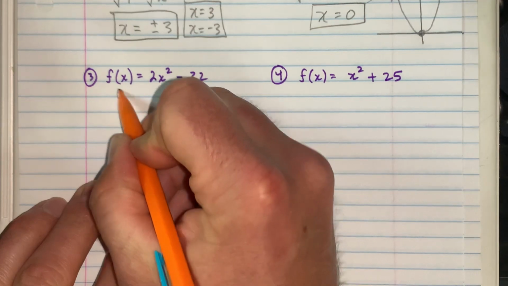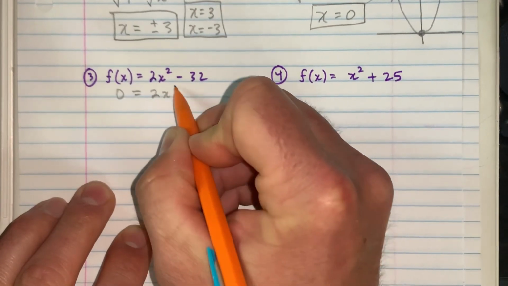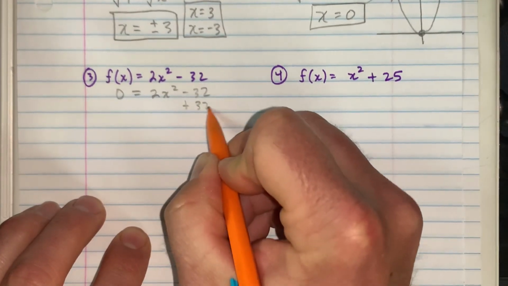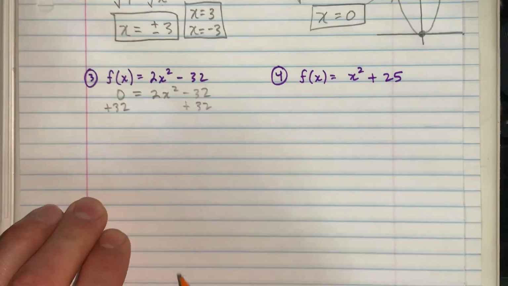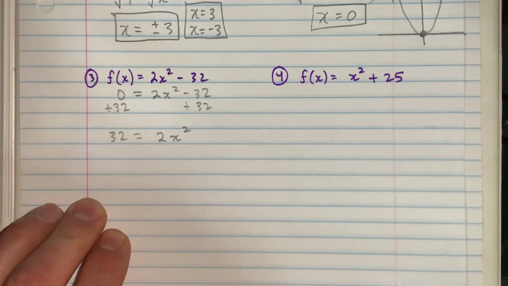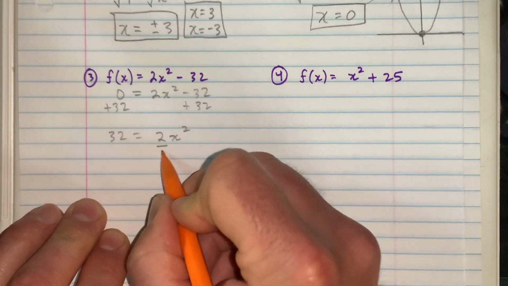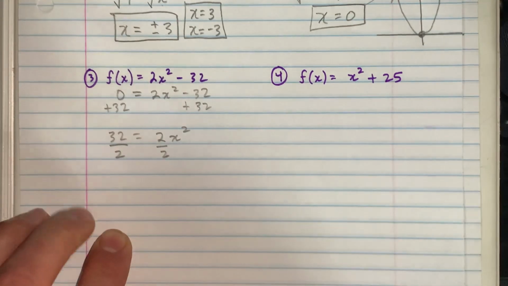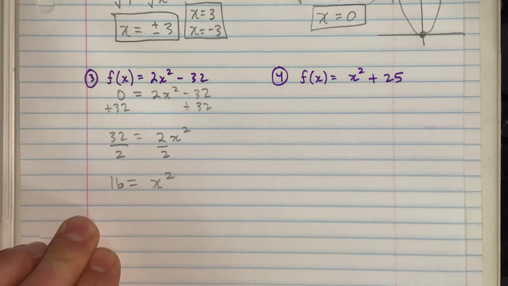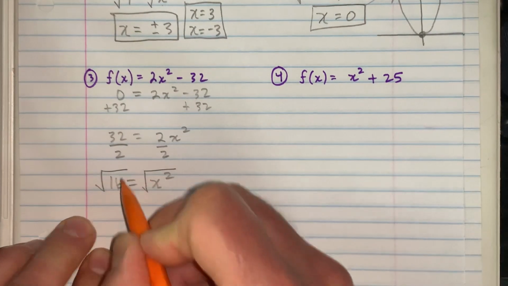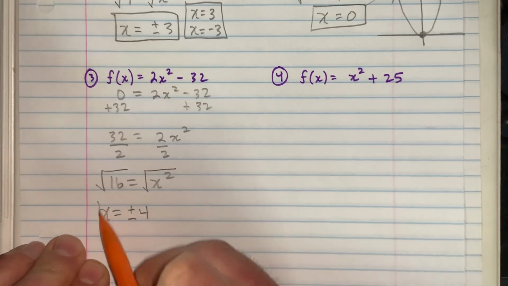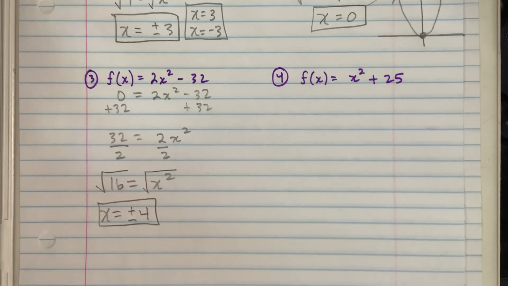Set it equal to 0. Add 32. So this would be 32 equals 2x squared. Divide by 2. 16 equals x squared. And take the square root of both sides. X would equal positive and also negative 4. So those would be my two solutions.